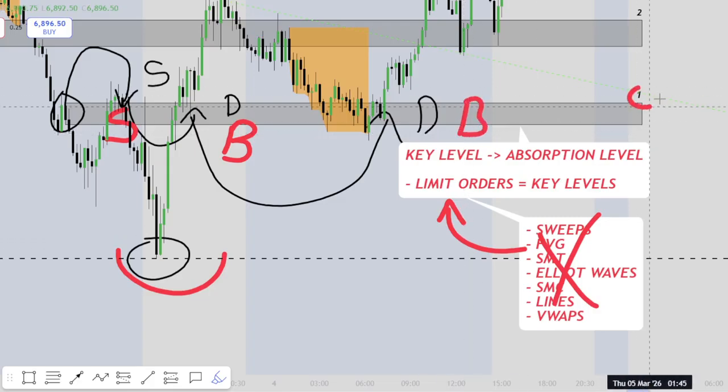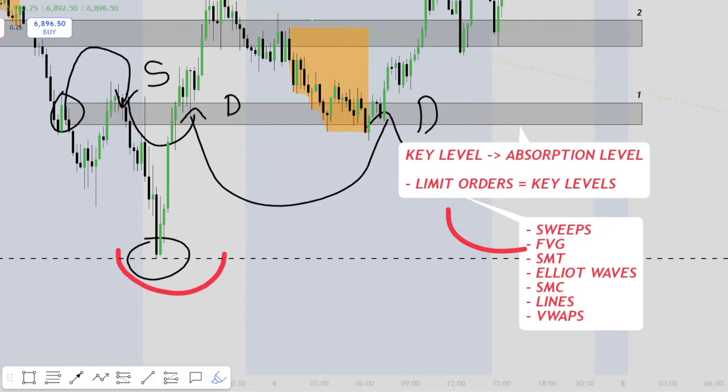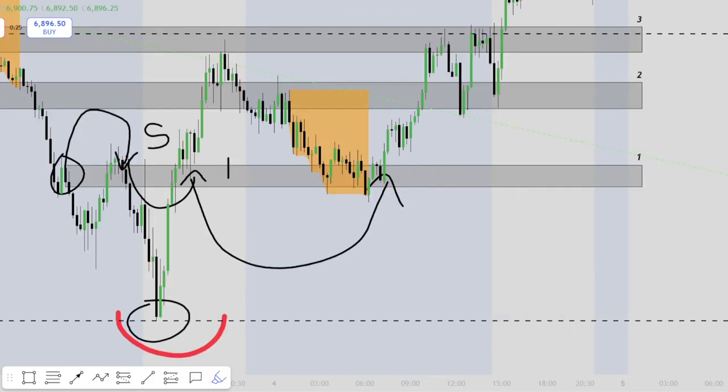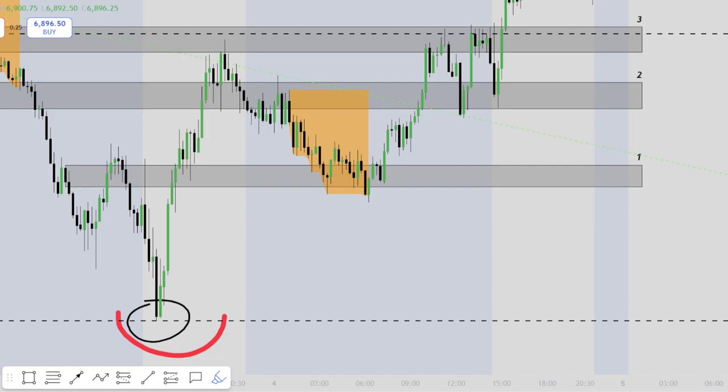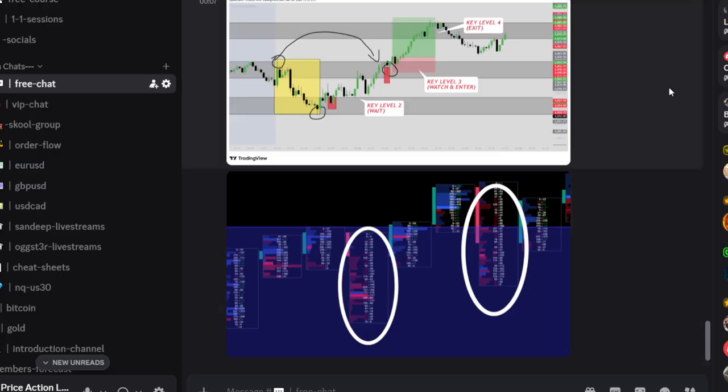So this is key level 1 because the market has shown you that there are limit orders resting in this area. Now, that same logic applies for key level 1, 2, 3, 4, and 5. So all of my levels follow the same exact theory. And this is what I'm going to break down in today's trading session, right?